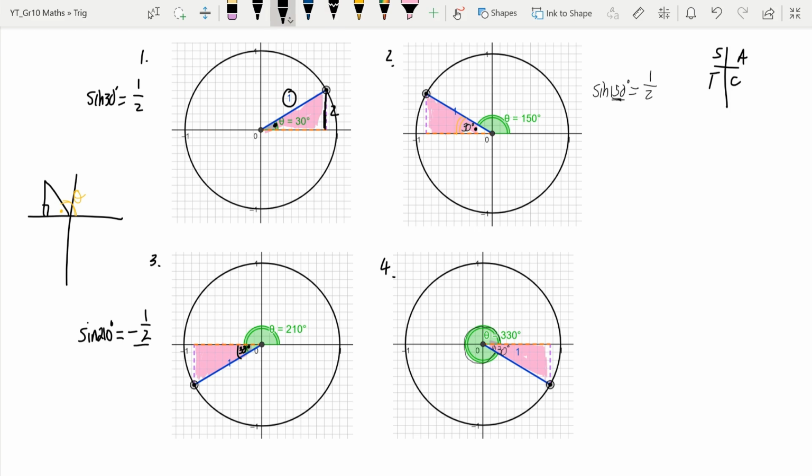Put into your calculators sine 330, and that gives you negative a half. Sine 330. And we knew in the fourth quadrant that sine will be negative there because only cos is positive in the fourth quadrant.